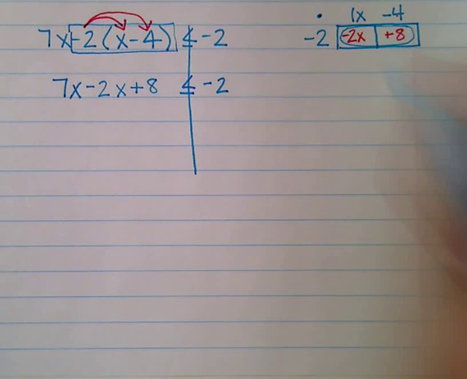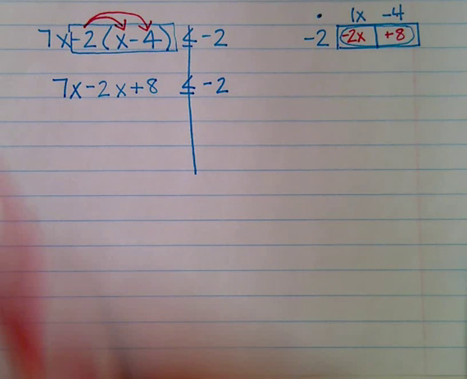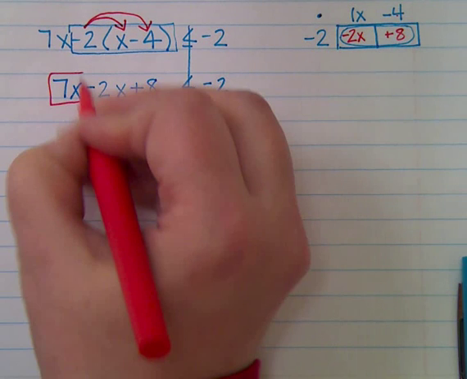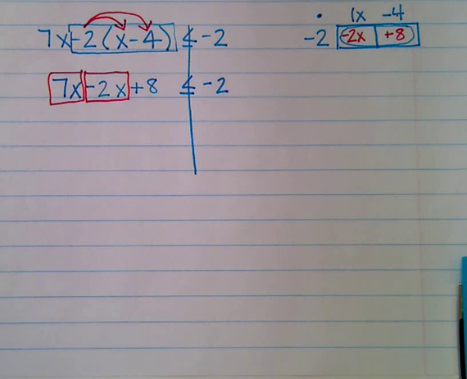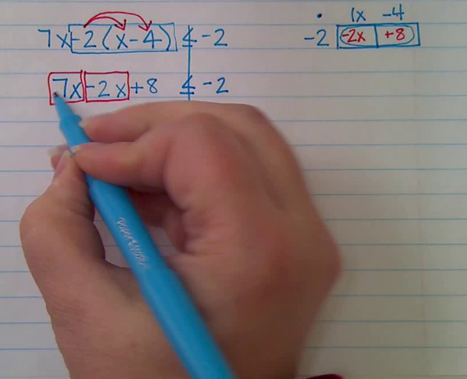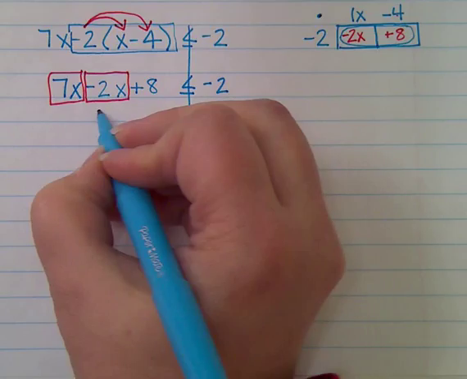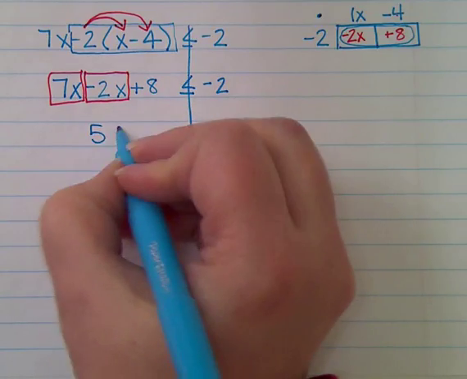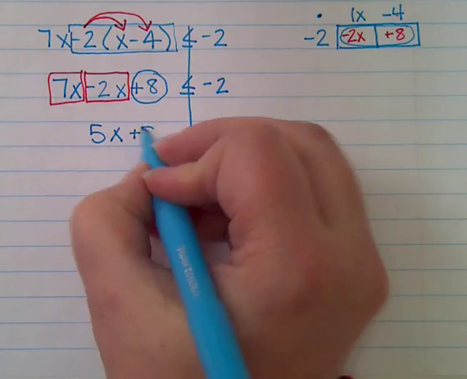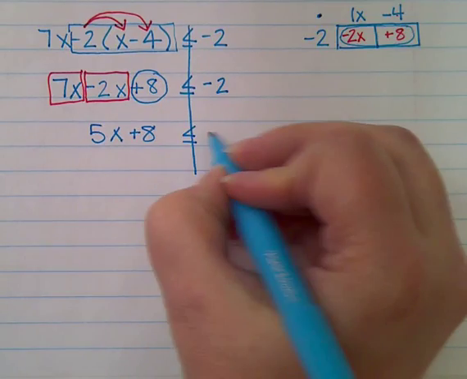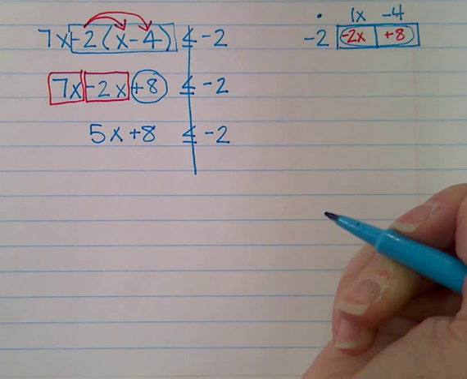Next step is to combine our like terms. That 7x and that -2x both have an x with an exponent of 1, so they are alike. 7 minus 2 gives me a 5x. This 8, I don't have anybody that goes with it. We're just going to bring him right down. Less than or equal to -2.